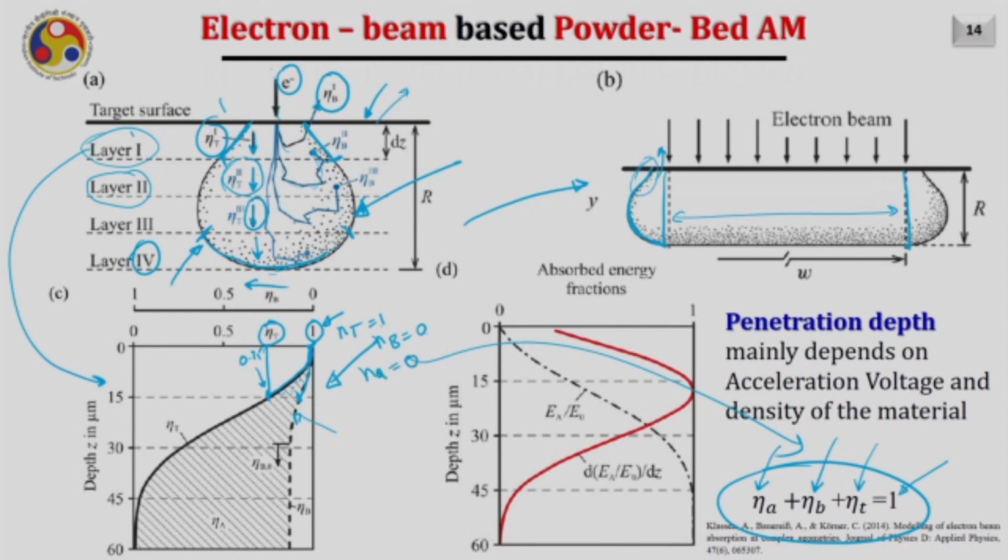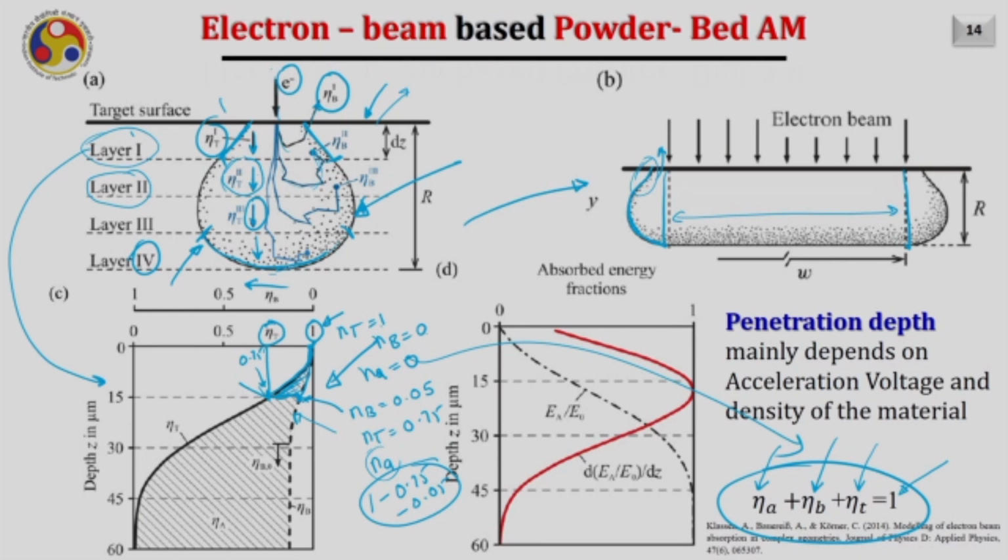But when the first layer is completed, there will be a finite value of Nb and a finite value of Nt. Assume that Nb is 0.05 and Nt is 0.75. In that case your Na, the absorbed particles, will be nothing but 1 minus 0.75 minus 0.05, and that is shown here in the hatched region. So this is the amount of particles absorbed, this is the amount backscattered, and this is the amount transmitted.